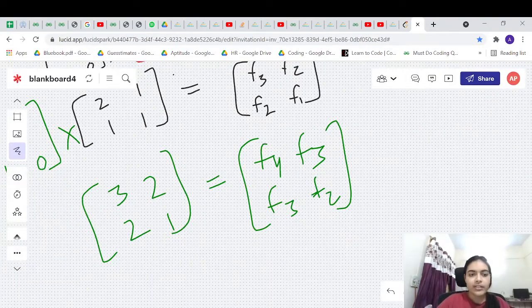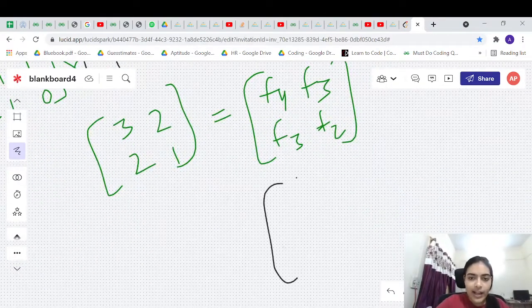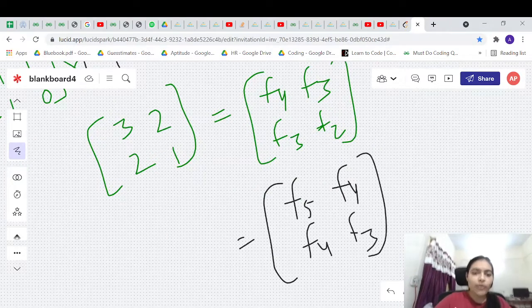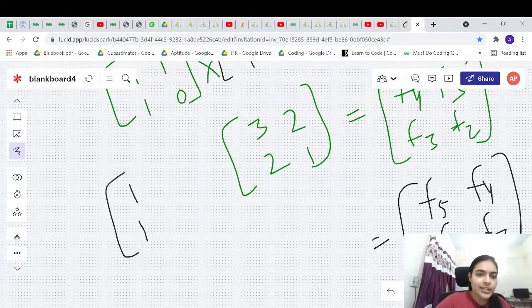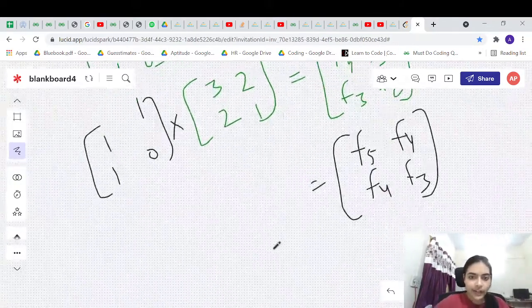So f of 4 is 3. The fourth term in the Fibonacci series is 3. Third term is 2. Second term is 1. Okay. It's very interesting. If you want to get the last term, okay, let's see the last example. If you want to get the fifth value in the Fibonacci series, so how can you get it? Just multiply this matrix, right? You will get your answer.